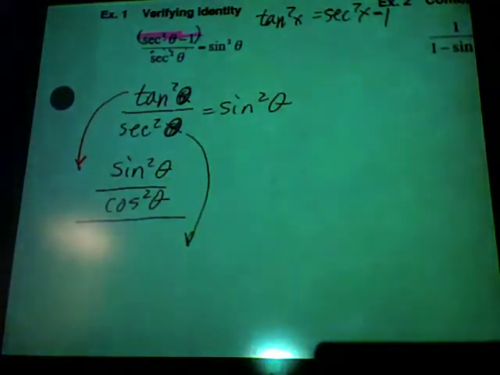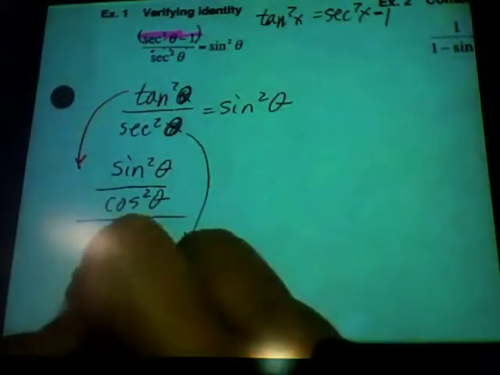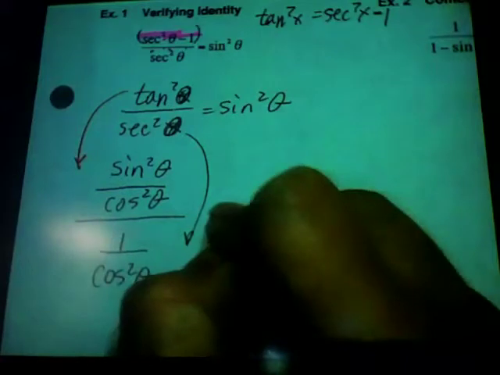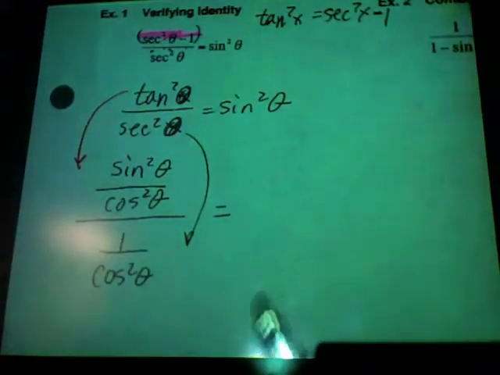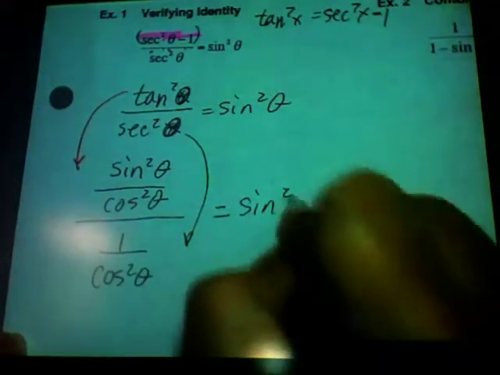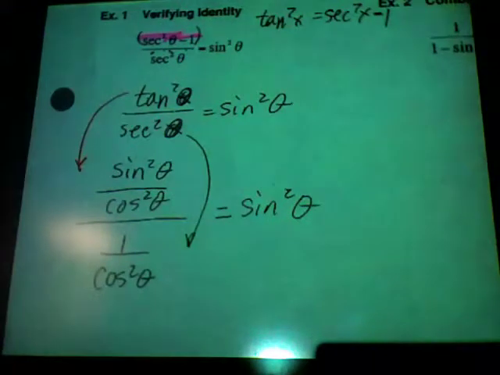Okay, so secant becomes 1 over cosine squared theta. Don't forget your equals. Do not drop that off. So it equals sine squared of theta, because remember, this is like a proof. If you drop off the right side, you're going to lose some points.